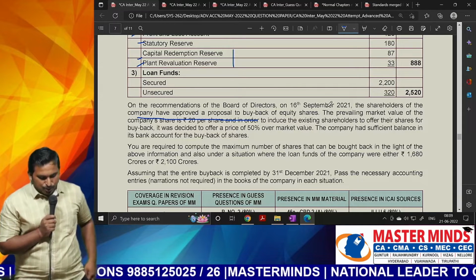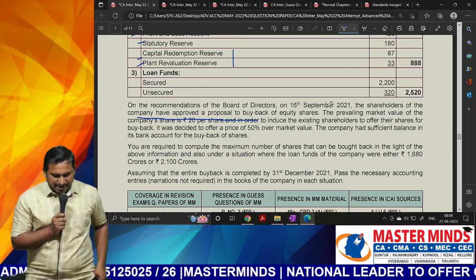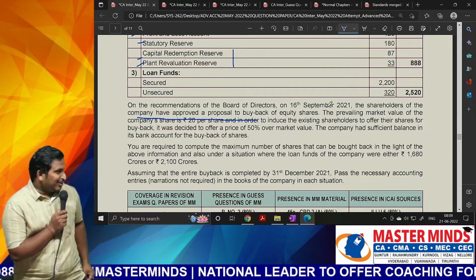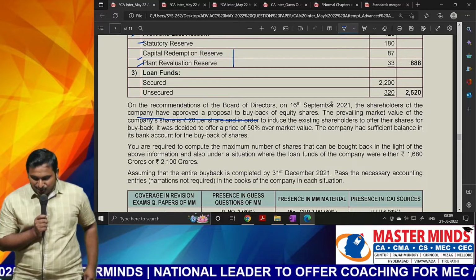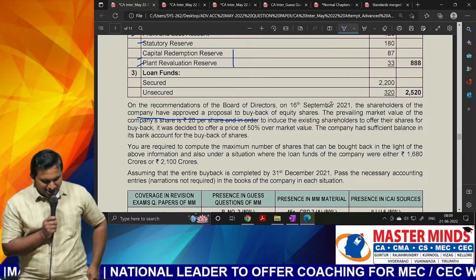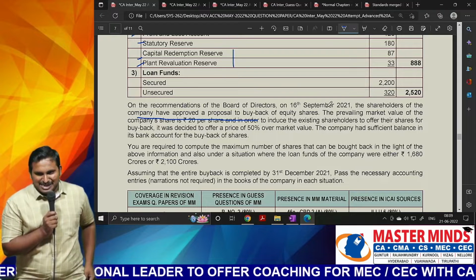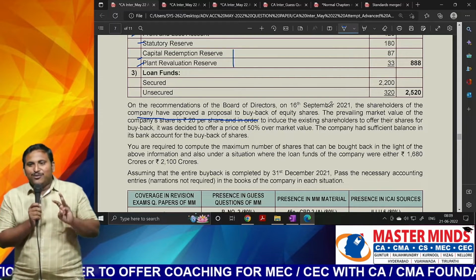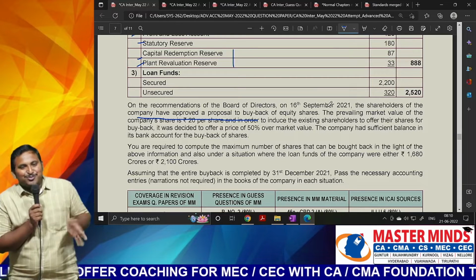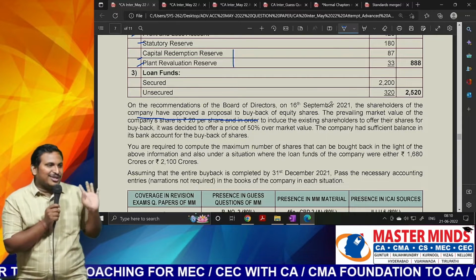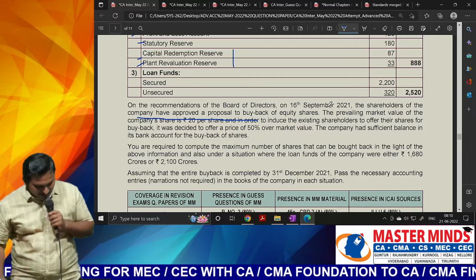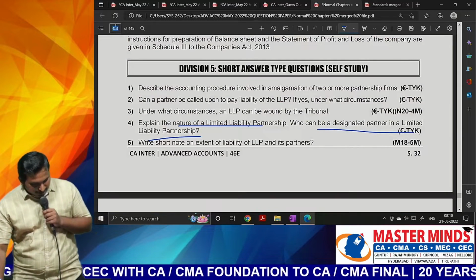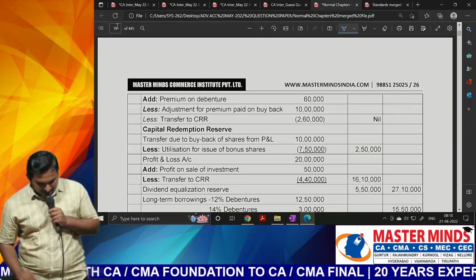You are required to compute the maximum number of shares that can be bought back in the light of the above information, and also in a situation where the loan funds of the company were either 1680 or 2100. A similar question was there, sir, covering all 3 situations, where in 2 situations buyback will not be possible. Only in 1 situation buyback will be possible. Somewhat similar only, sir. Let me show you. Second question only in buyback.